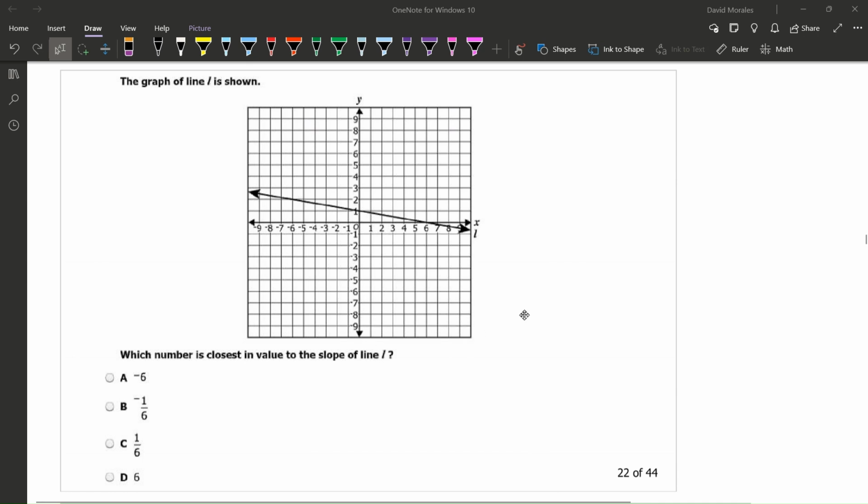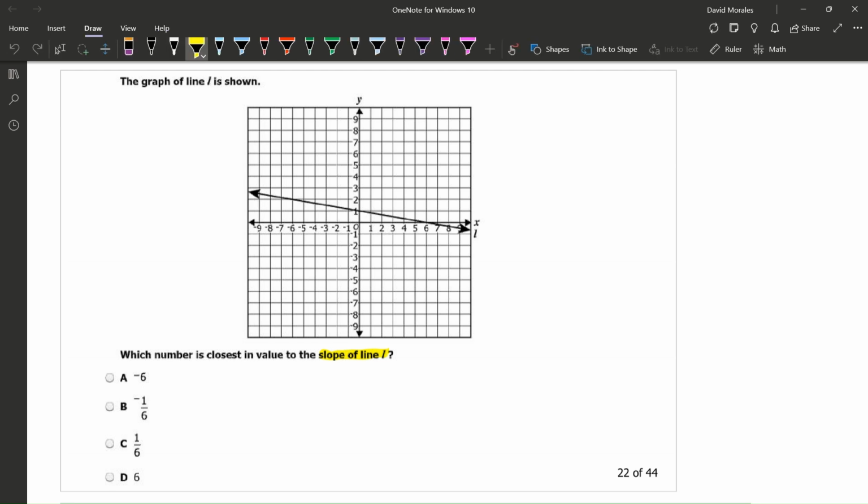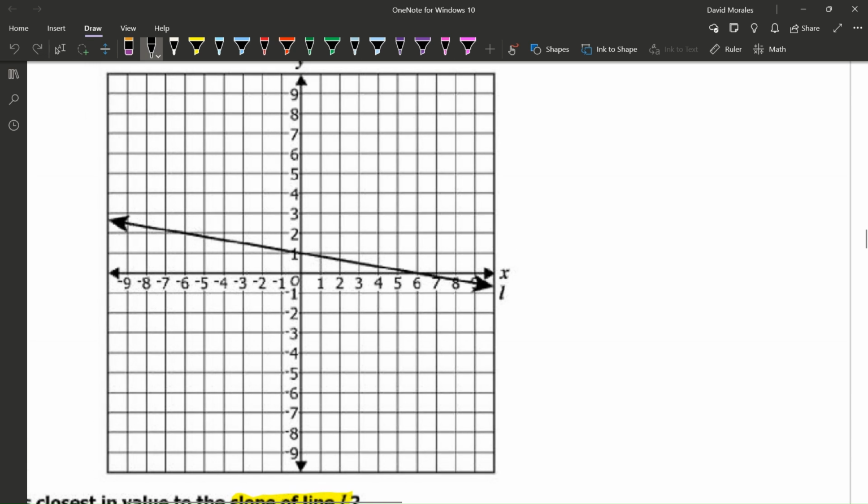Okay, so when they ask for slope, it says which number is closest in value to the slope. You literally have to remember that slope is defined as rise over run. So M is rise over run.